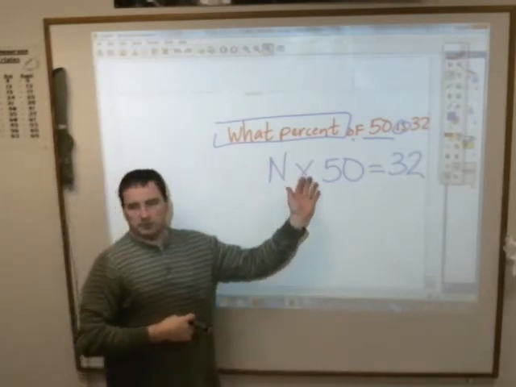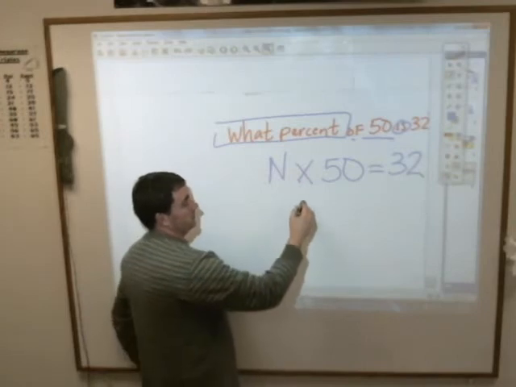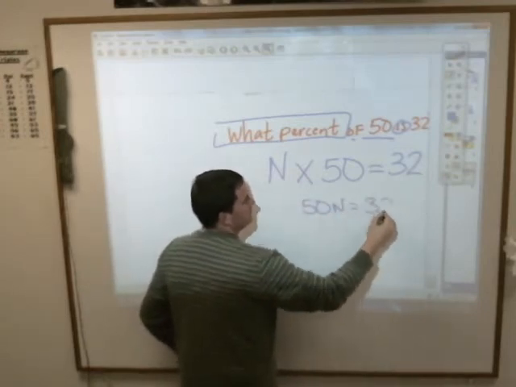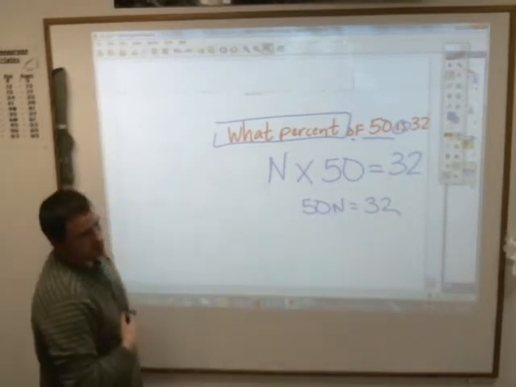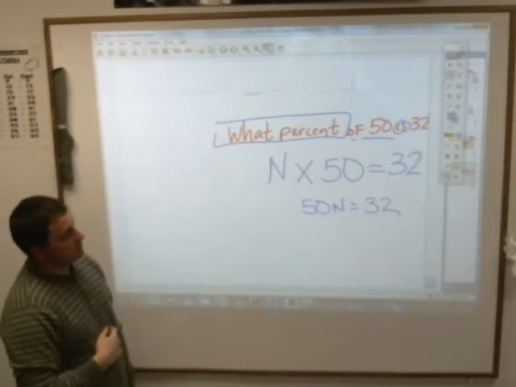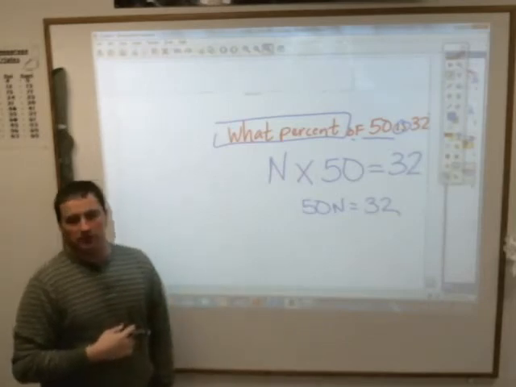Generally speaking, I usually put the number in front of the letter, so this would turn into 50 times what number is 32? How do I solve that for the letter N? 50 times what number is 32? What do I need to do?